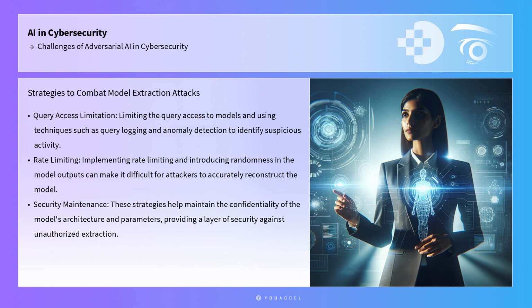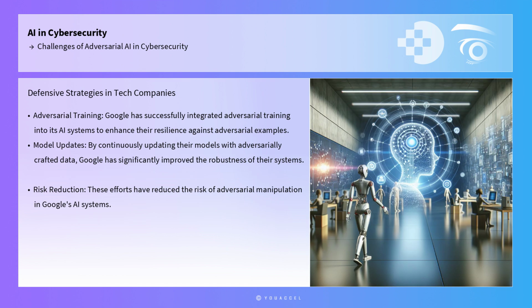and using techniques such as query logging and anomaly detection to identify suspicious activity. Furthermore, implementing rate limiting and introducing randomness in the model outputs can make it difficult for attackers to accurately reconstruct the model. These strategies help maintain the confidentiality of the model's architecture and parameters, providing a layer of security against unauthorized extraction. A case study illustrating the effectiveness of these defensive strategies is the deployment of adversarial training and differential privacy by leading tech companies.